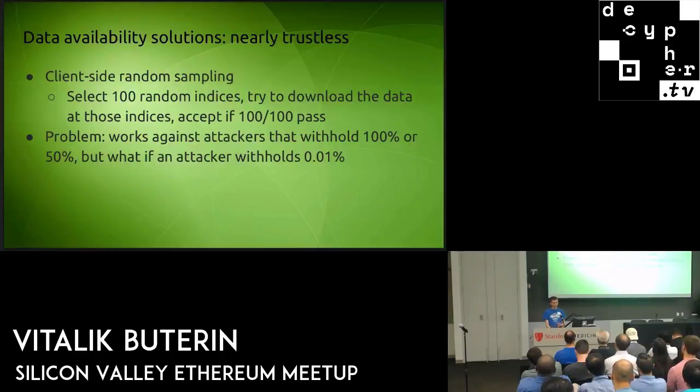And as we all know, a single missing transaction is basically enough to completely wreck the system, right? Because with a single missing transaction, that transaction could be an invalid transaction, and I could give myself 50 million Ether.